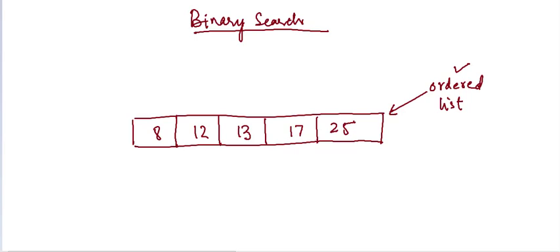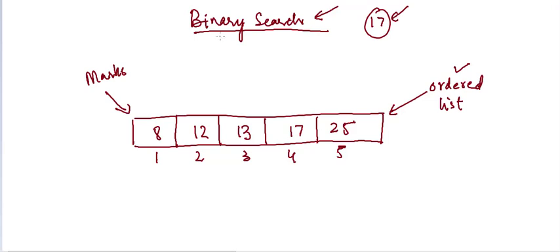Okay, let's give this array a name. For example, let's call it marks, right? And let me also number these elements. This is element number 1, 2, 3, 4 and 5. Now as the name suggests, we are basically going to be searching for a value through this array. For example, let's say we are searching for 17, right?